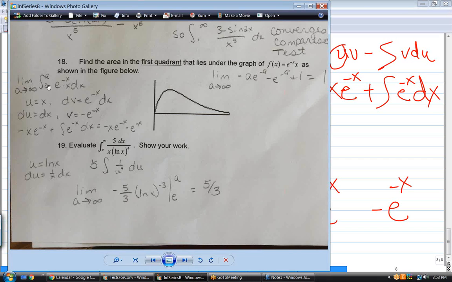And you can see that's what she's done over here. She's let u equal x, dv, everything else. She's done exactly what I did. She got this answer. And then to evaluate it from 0 to infinity, she pretty much takes her answer and substitutes a for infinity, or for x rather, and solves this limit problem.